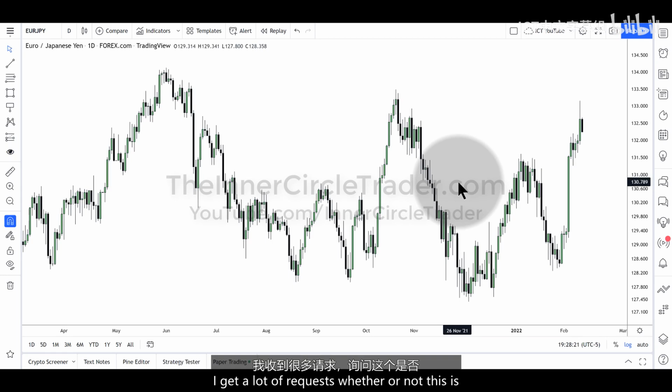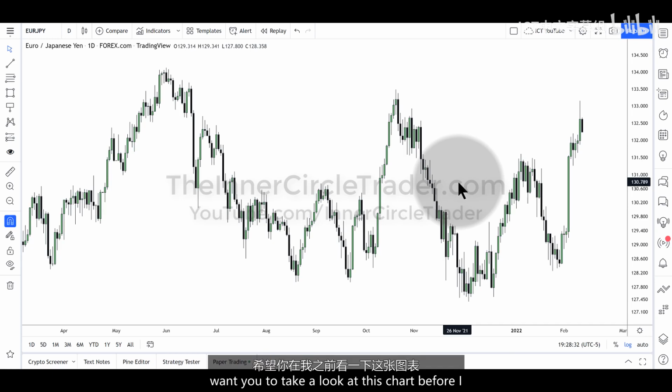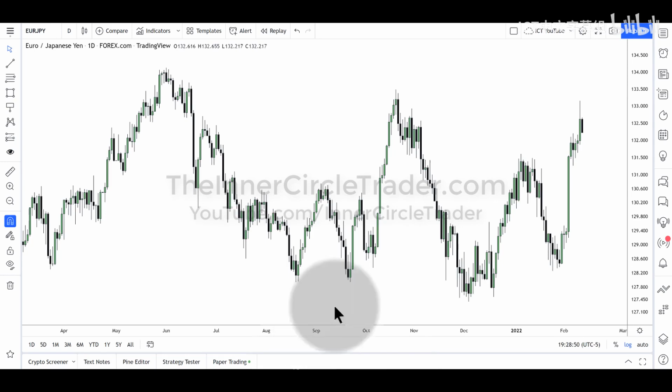I get a lot of requests whether or not this is appropriate to be using for higher time frame charts, and I think daily charts are what everybody classifies as a higher time frame chart. So I want you to take a look at this chart before I do any mock-up on it. Pause the video if you're not ready. Still don't pause it, do you?